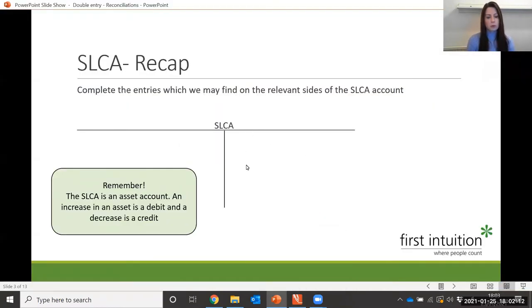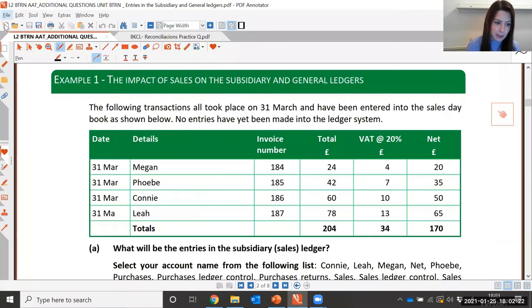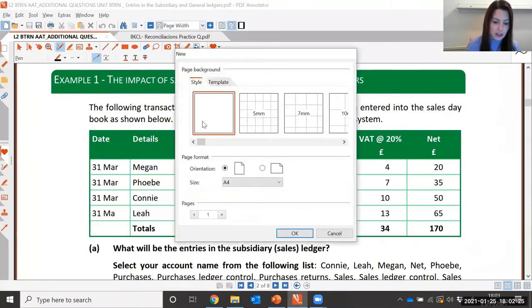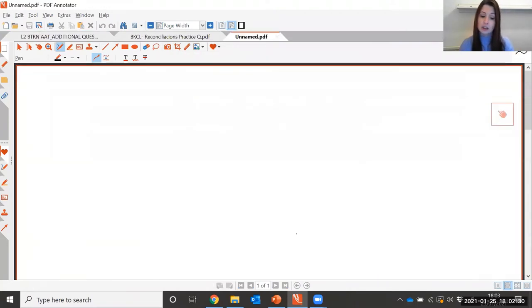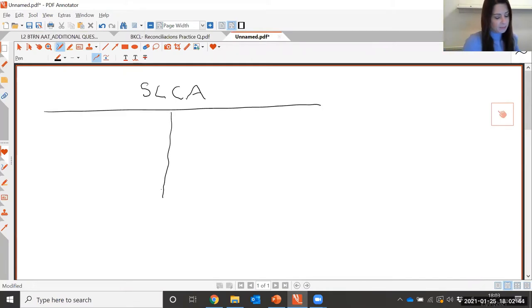So we have the sales ledger control account. Can you remember what entries you may find in a sales ledger control account? If I go to a blank piece of paper, you can unmute yourself and join in speaking, or you can just type into the chat box if you prefer. Thinking of the sales ledger control account, remember it is an asset account. Yes, it's our receivables, Noreen.